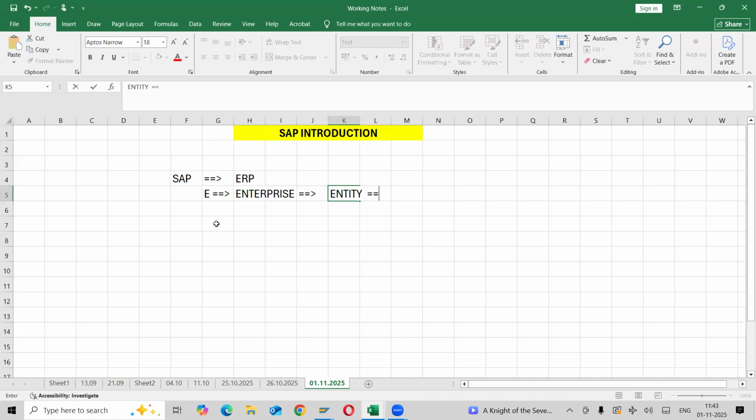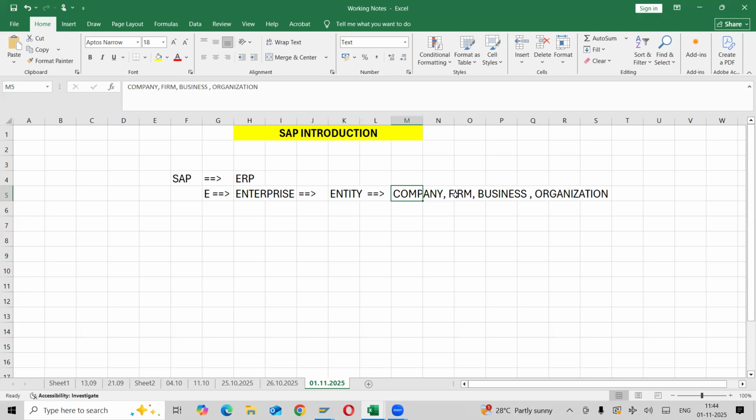What exactly does entity mean? Entity could be anything: a company, a firm, a business, an organization. Anything is considered an entity. E stands for enterprise, and enterprise is nothing but an entity. That can be a company, a firm, a business, an organization. Clear?